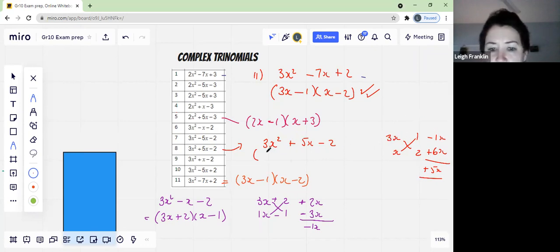Okay, so the sign then goes into the bracket. So now we've got 3x minus 1. And then over here, we've got x plus 2, like so.